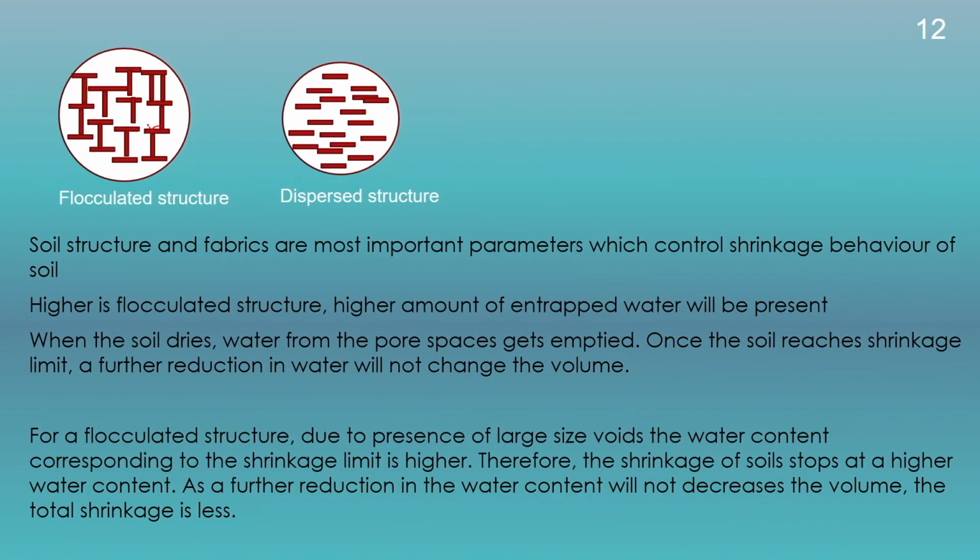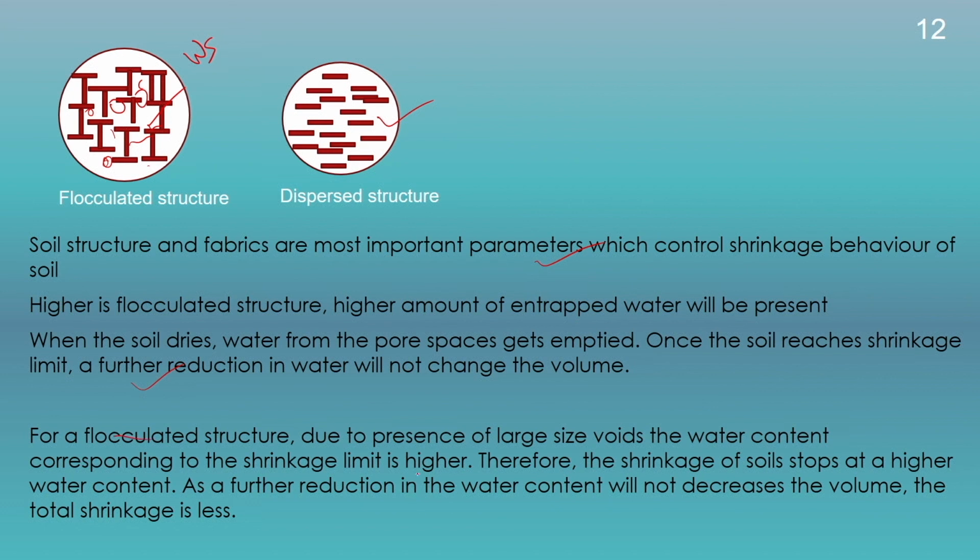Here we can see a flocculated structure and a dispersed structure. So, soil structure and fabrics are the most important parameters which control the shrinkage behavior of the soil. The higher the flocculated structure, the higher the amount of entrapped water present in the soil. When the soil dries, the water from this pore space gets emptied. Once the soil reaches the shrinkage limit, a further reduction in the water will not change the volume. Therefore, the higher the amount of the flocculated structure, the higher the amount of water content it will have, and the higher will be the shrinkage limit.